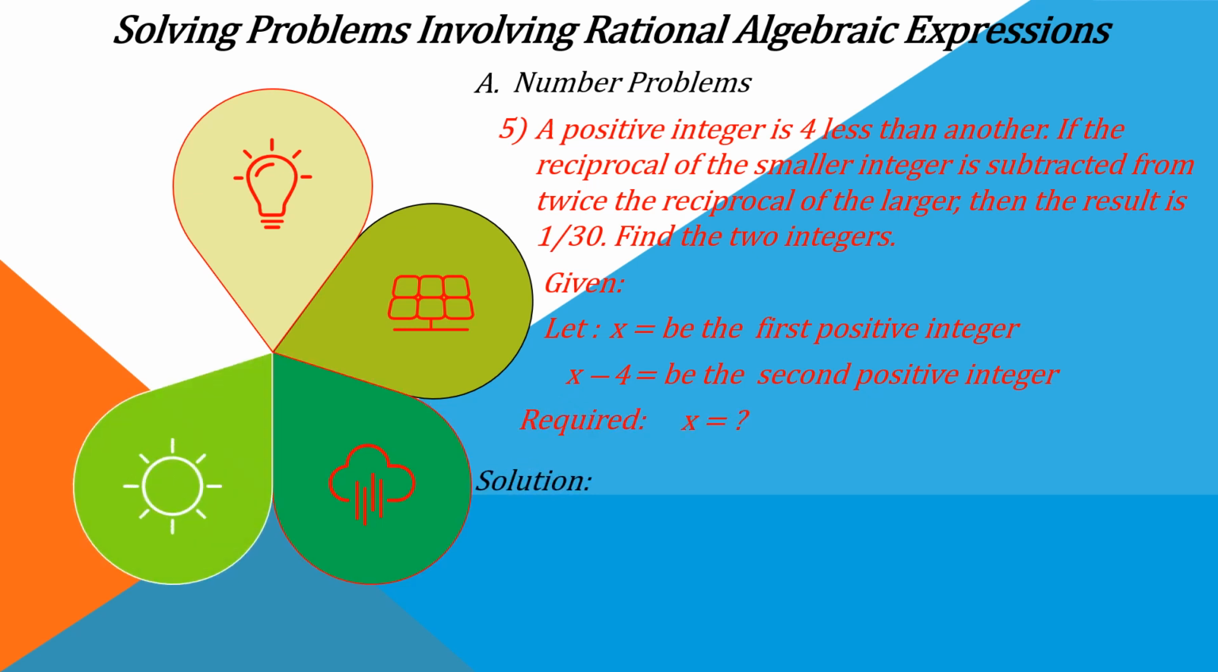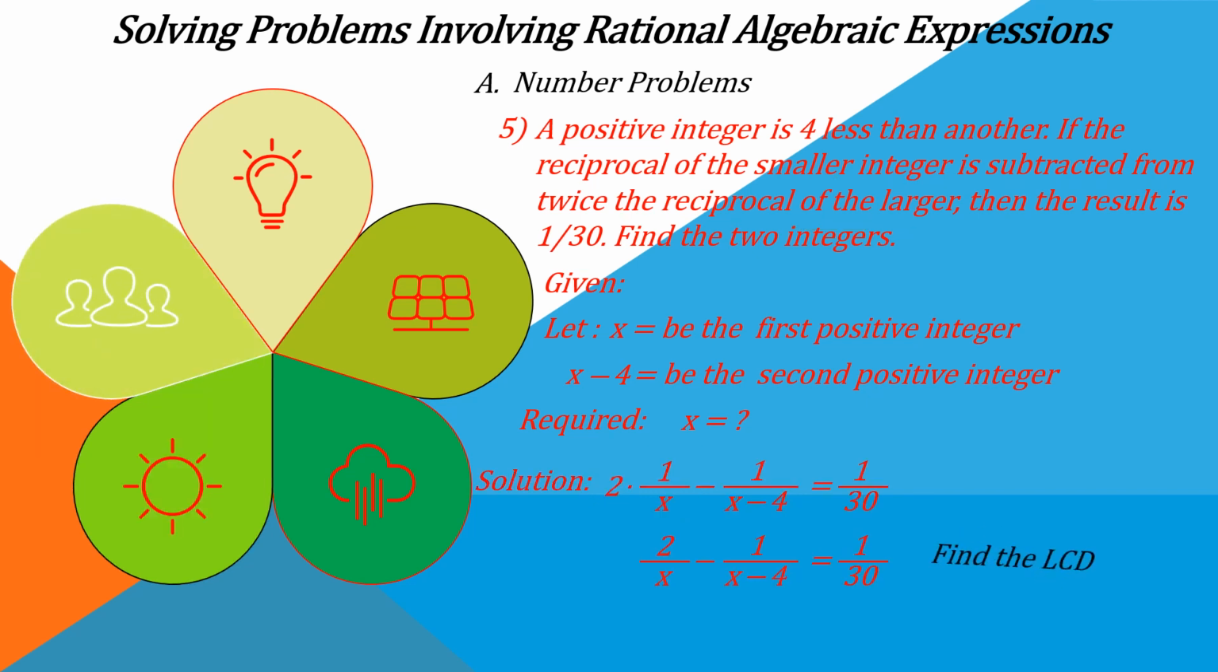And for our solution, we need to follow the conditions wherein the reciprocal of the smaller integer is subtracted from twice the reciprocal of the larger. Twice the reciprocal is equal to 2 multiplied by 1 over x. And the reciprocal of the smaller number is 1 over x minus 4. And according to them, it should be subtracted from the larger number. So 2 multiplied by 1 over x minus 1 over x minus 4 is equal to 1 over 30.